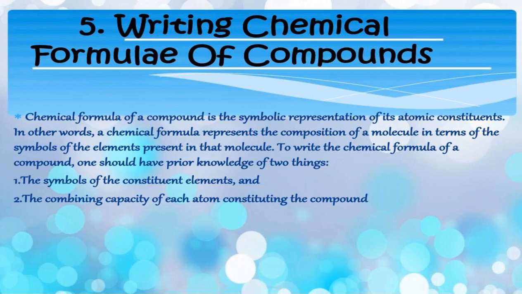Writing chemical formula of compounds. Chemical formula of a compound is a symbolic representation of its atomic constituents. In other words, a chemical formula represents the composition of a molecule in terms of symbols of the elements present in that molecule. To write the chemical formula of a compound, one should have prior knowledge of two things: the symbol of the constituent elements and the combining capacity of each atom constituting the compound.